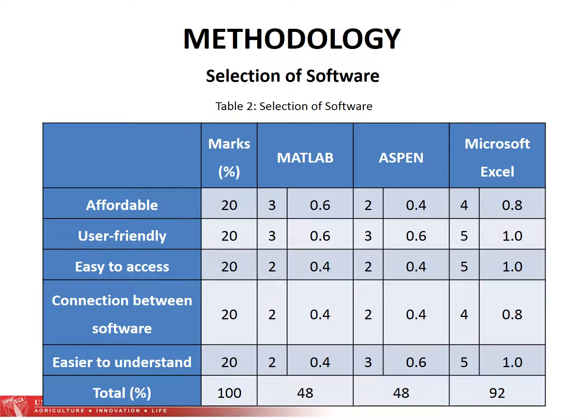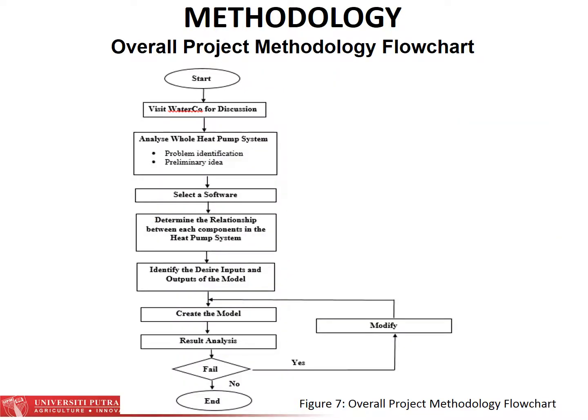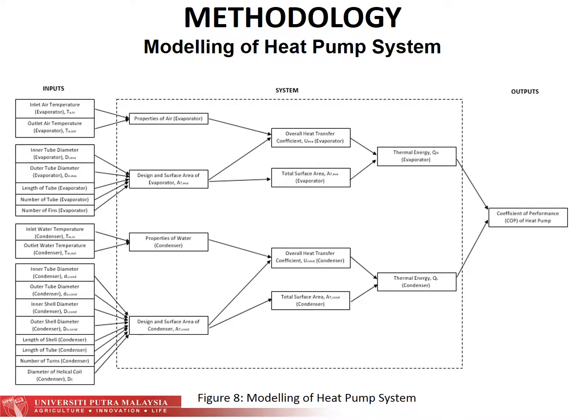After getting the primary idea, the next step is selection of the software. Based on Table 2, Microsoft Excel is outstanding and ideal to be used in this project. It is affordable, user-friendly, easy to access, has connection between software, and is easier to understand compared to other software. After selecting the software, we have to determine the relationship between each component in the heat pump system. Then we have to identify the desired inputs and outputs of the model before creating it. And this is the last part of the methodology, which is modeling of the heat pump system.